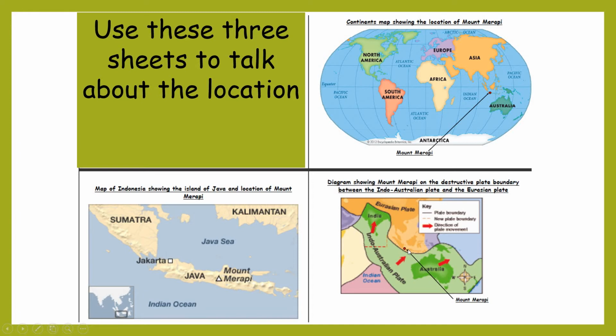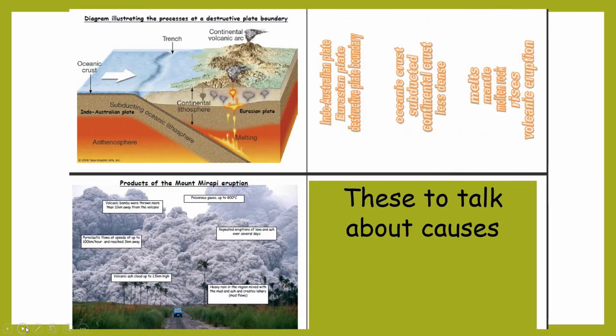The Indo-Australian plate is going this way, and the Eurasian plate is trying to come this way, and they're crashing into each other. Indo-Australian is oceanic, so it is subducted beneath the Eurasian, which is continental. And that leads us into the next section, which is causes. So you're going to need these 3 to fill in the causes box and the products of the eruption box.